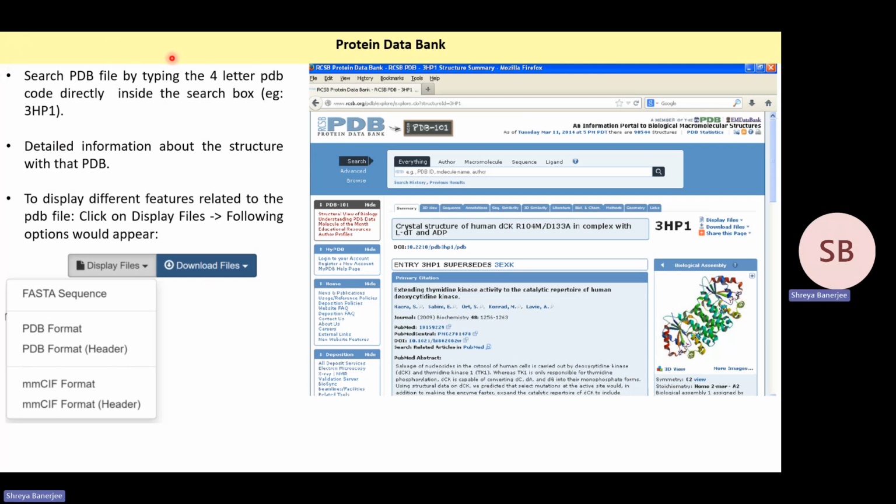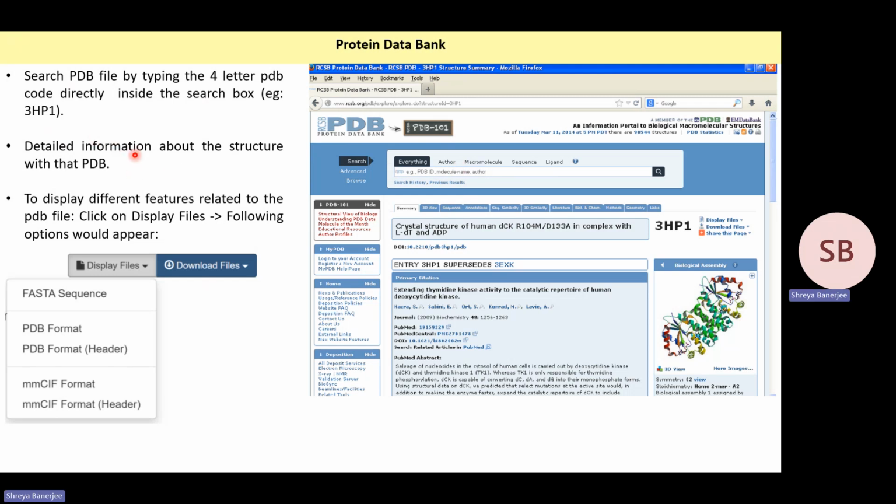So any PDB file can be searched by typing the 4-letter PDB code inside the search box. So you have the Protein Data Bank, or PDB, and in that you have a search bar you can see here. PDB codes generally have 4 characters. The first one always has to be a number, and the other 3 can be alphabets or numbers. You type this code inside this search bar, and you can download the 3-dimensional structure of that protein.